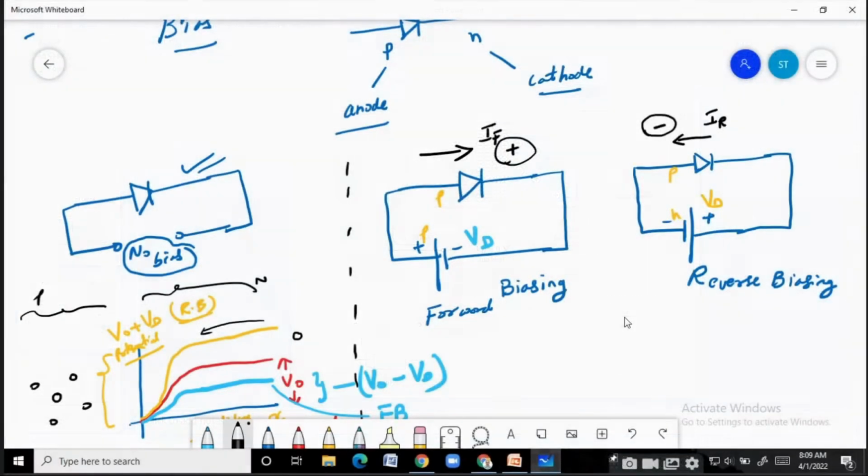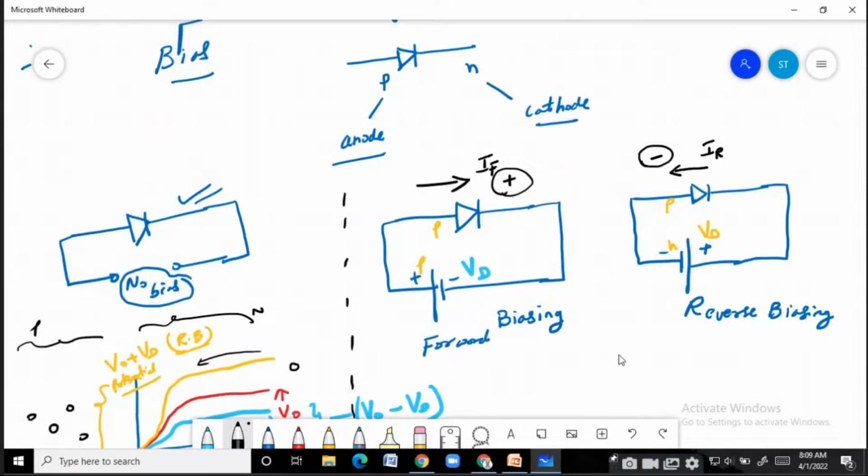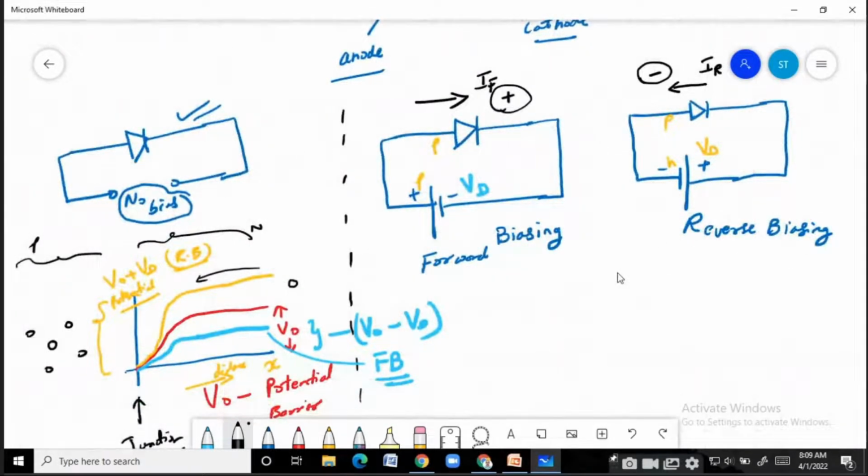Then you have also seen what happens if we apply a bias to a diode. There are three figures in front of you. First is the no bias condition. Then there is the forward biasing condition, the second figure, and the third figure is the reverse biasing condition. Biasing means, as I said, whenever you say biasing, you want to make the diode work in a certain region.